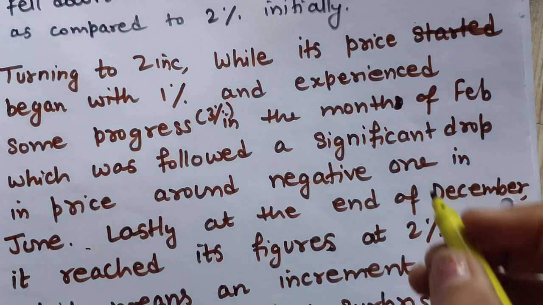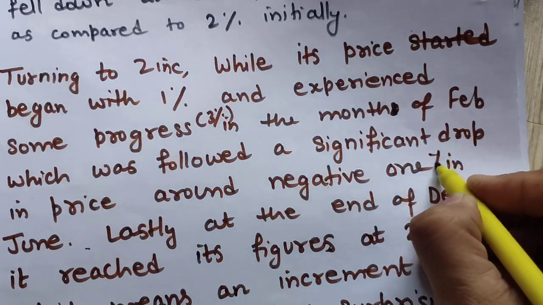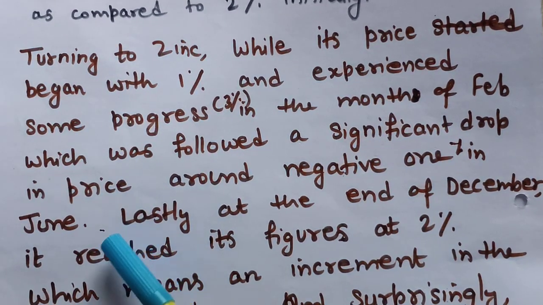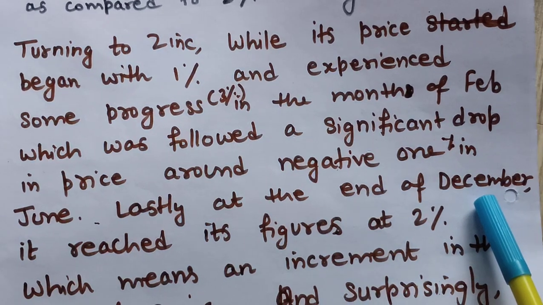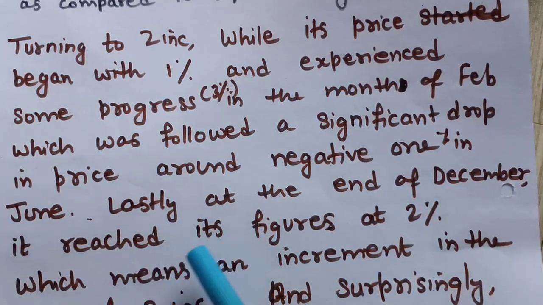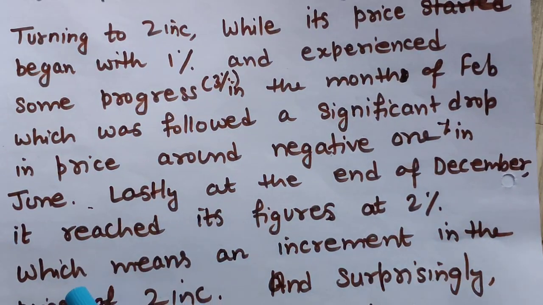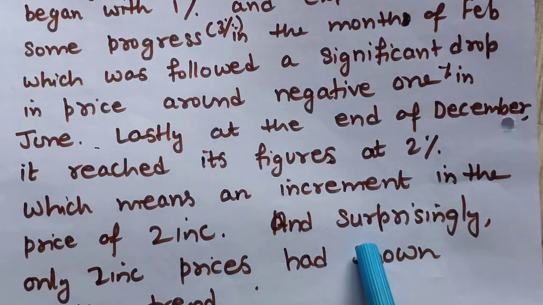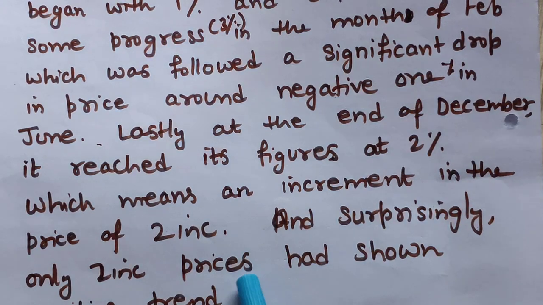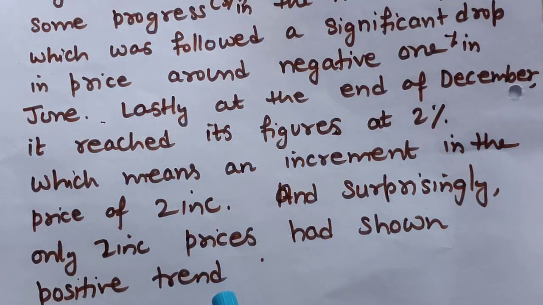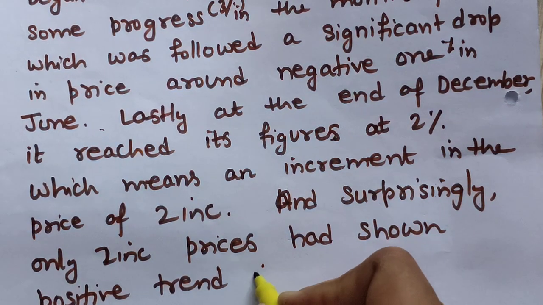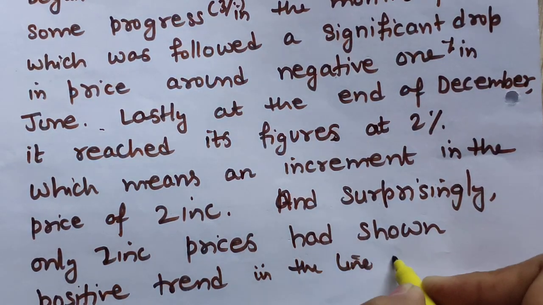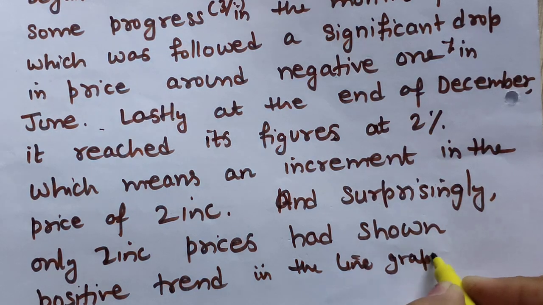So after that, which was followed, in the next month, a significant drop around -1 percentage. We should write it here, okay. In June, lastly at the end of December, it reached its figure at 2%, which means an increment in the price of zinc, and surprisingly only zinc prices had shown positive trend in the line graph. So here you can write it.